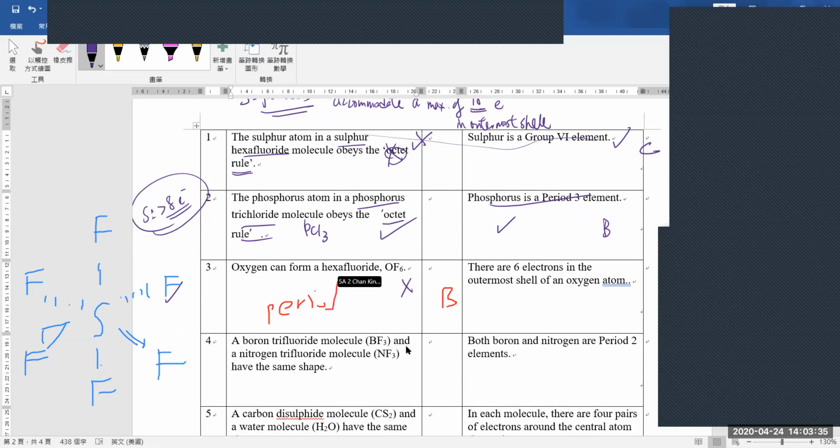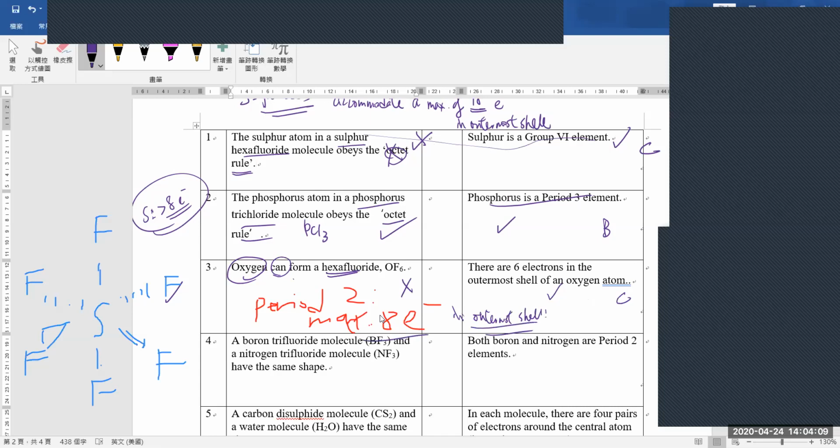Chen Ginghe, why can oxygen not form hexafluoride? Yes, period two. So, what's the point of period two? Yes, the maximum is eight electrons in the outermost shell. Okay, so please be aware of it.